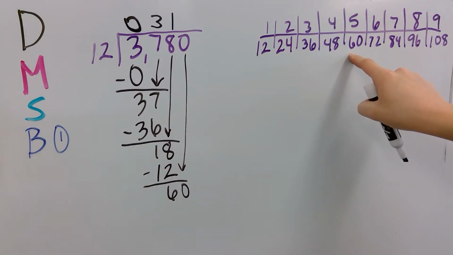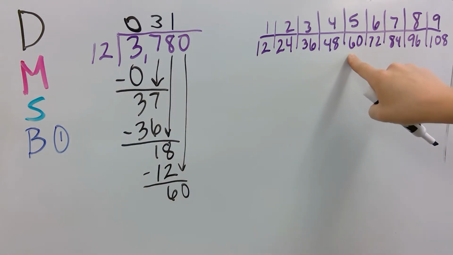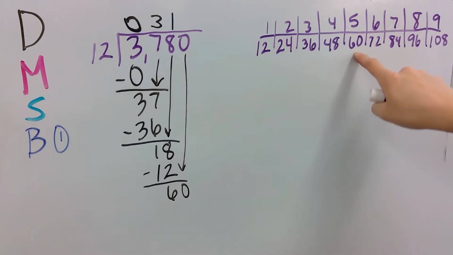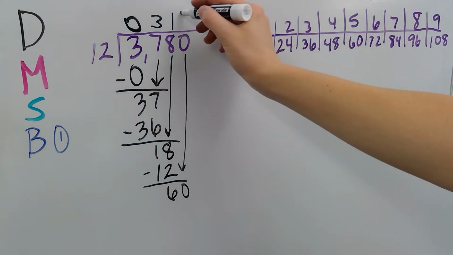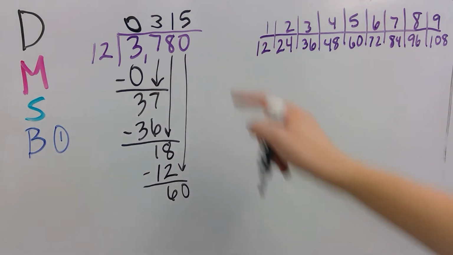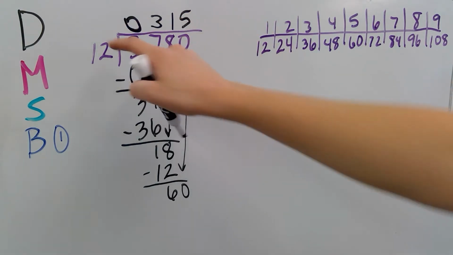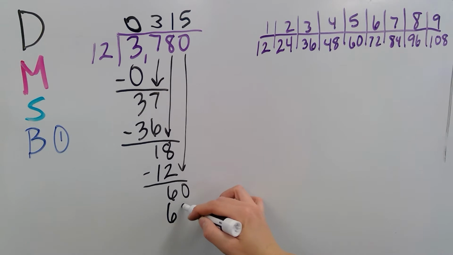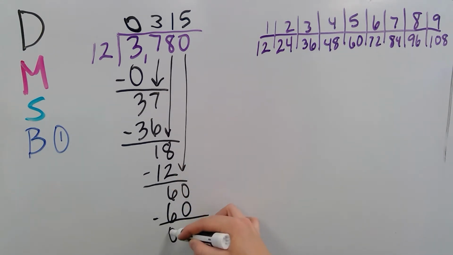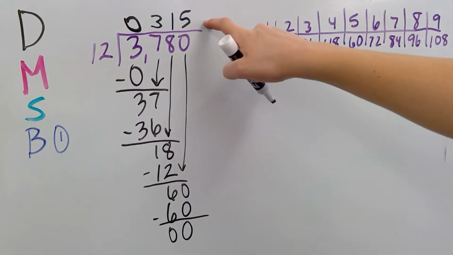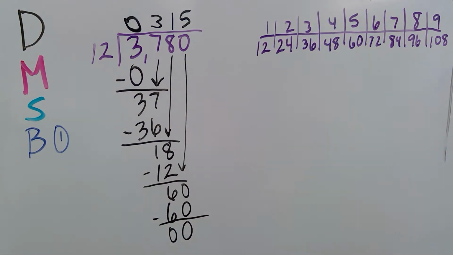I look on here. And 12 can go into 60 five times without going over. So I put the 5 up there. 5, now I multiply. 5 times 12 is 60. After I multiply, I subtract. There's nothing else to bring down. There is no remainder, so my quotient is 315.